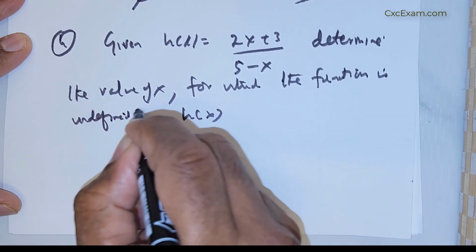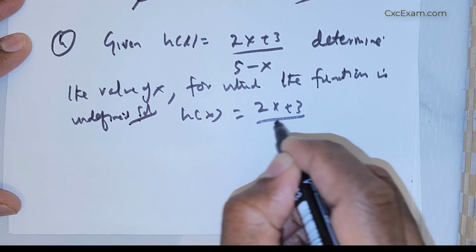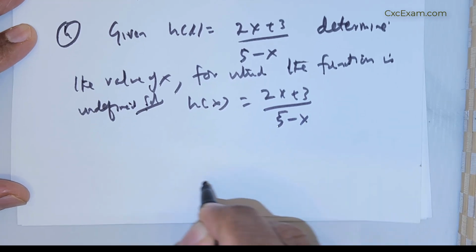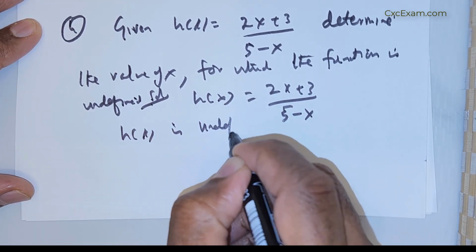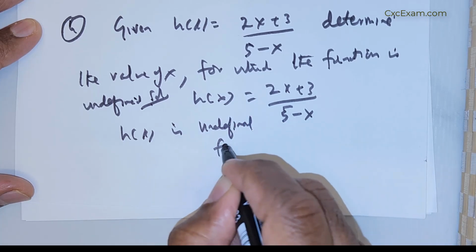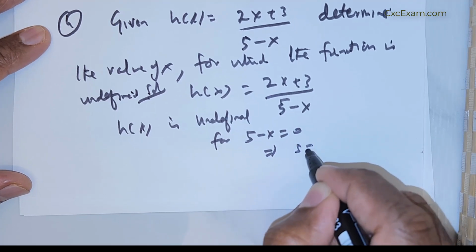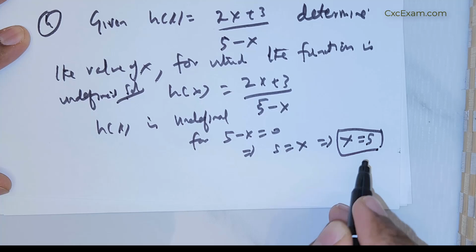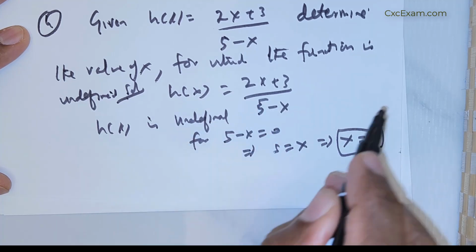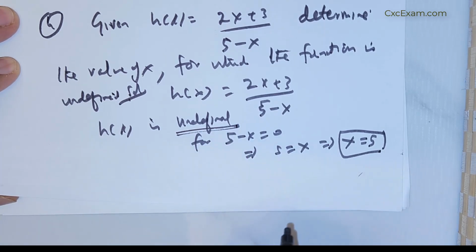Now this is given, so this is a solution for this question. h of x is (2x + 3) over (5 - x). Now h of x is undefined for 5 - x equal to 0. So this means 5 is equal to x, this means x is equal to 5. So when x takes the value 5, h of x becomes undefined. So that's a solution for this question. So we move on to the next one.